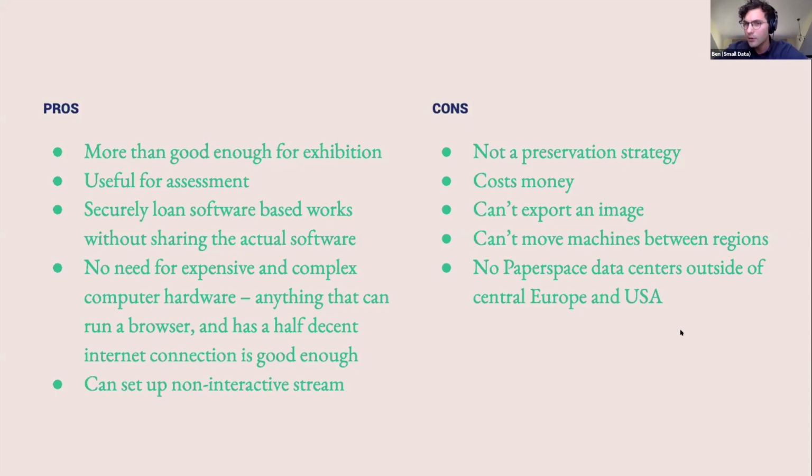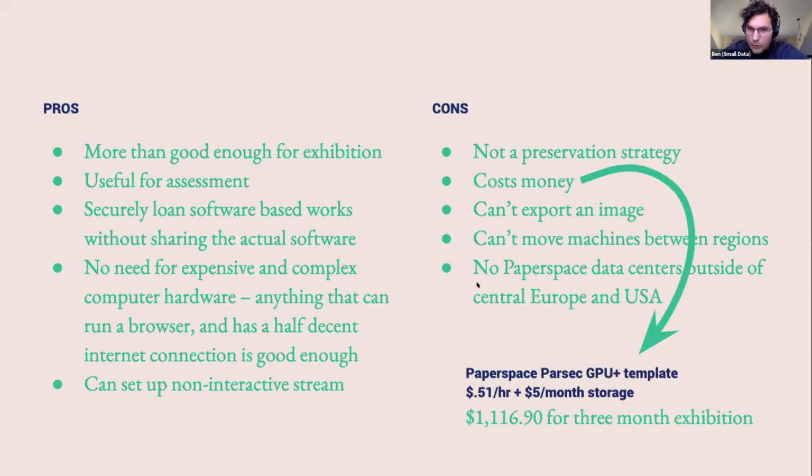Circling back to cost, though, I do want to dig into what the numbers look like here, because it actually is still viable, even though it's a new kind of cost. In the case of the template that we were using for this case study, it's 51 cents an hour and $5 a month for just the storage that the VM uses. This works out to around $1,200 for 3 months running 24/7. That's really a pretty trivial cost for, say, a loan. There are fees that are much higher that museums are used to when borrowing works.